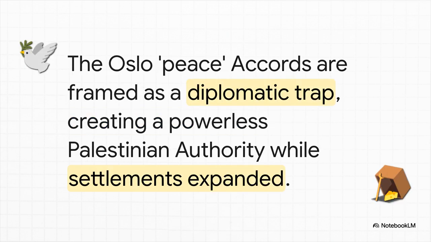Now, this next one is maybe the most counterintuitive point in the whole book. The Oslo Accords, the ones celebrated around the world as this breakthrough for peace, Khalidi frames them as the fifth declaration of war. He argues they were a kind of trap, creating a Palestinian authority with no real power, all while providing diplomatic cover for Israel to speed up settlement building.